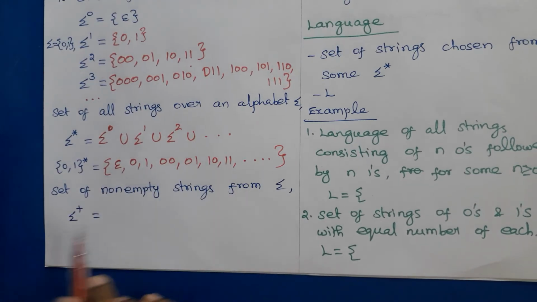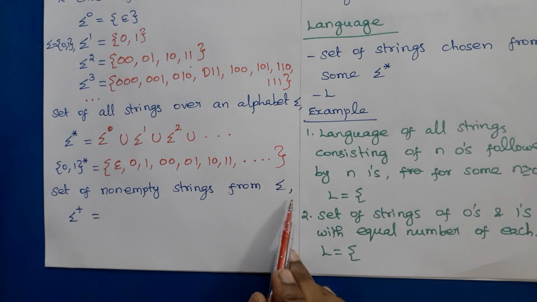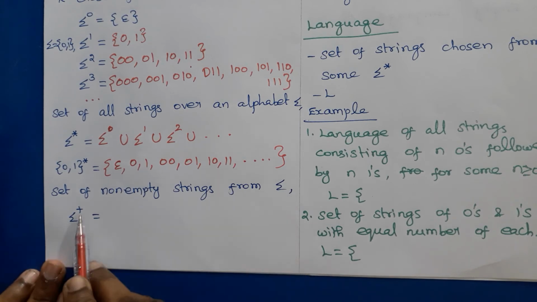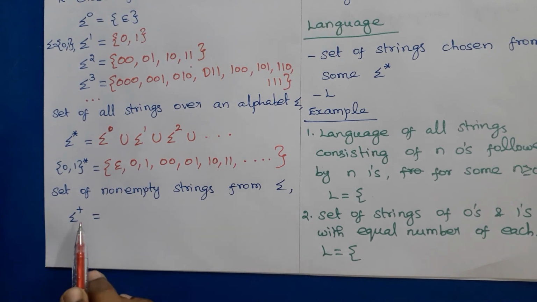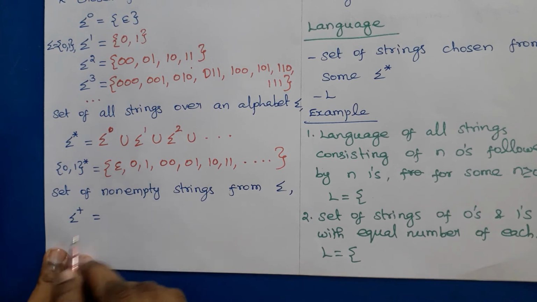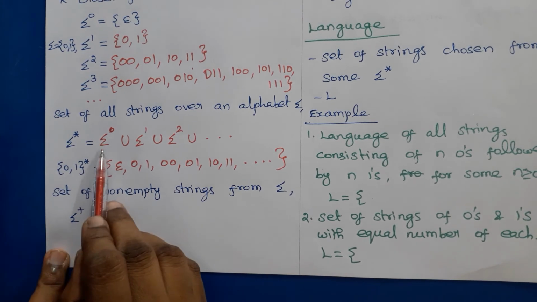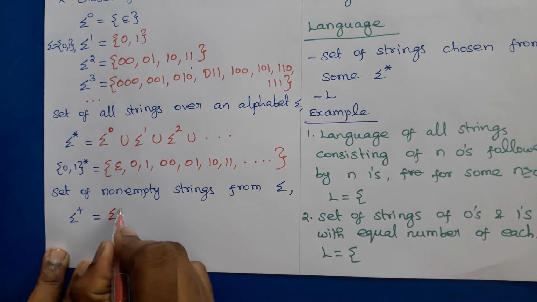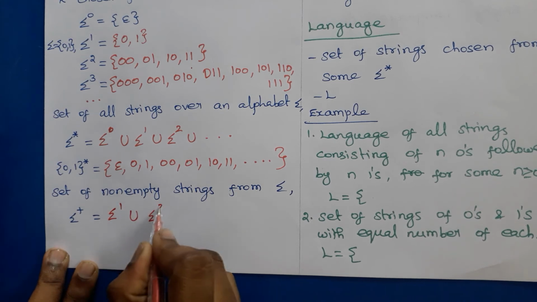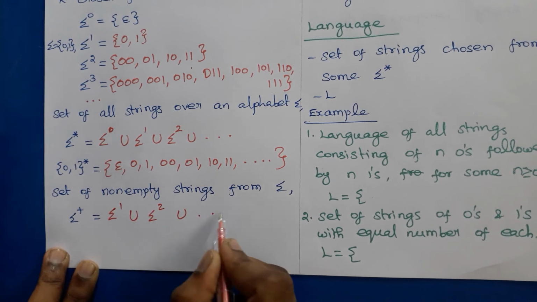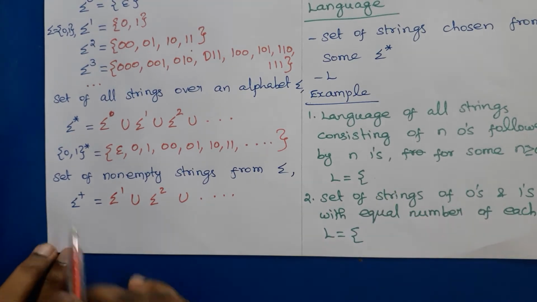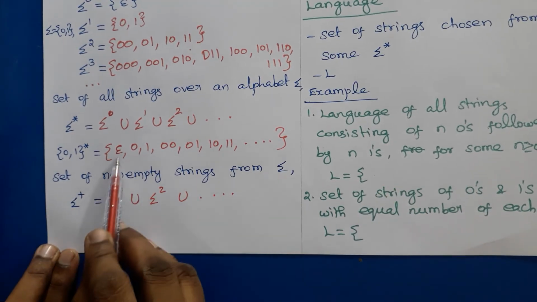Then the set of non-empty strings chosen from sigma is denoted by sigma to the power plus. So it has all strings except sigma to the power 0. So sigma to the power 1 union sigma to the power 2 union and so on up to infinity. So it will contain all the strings except epsilon.